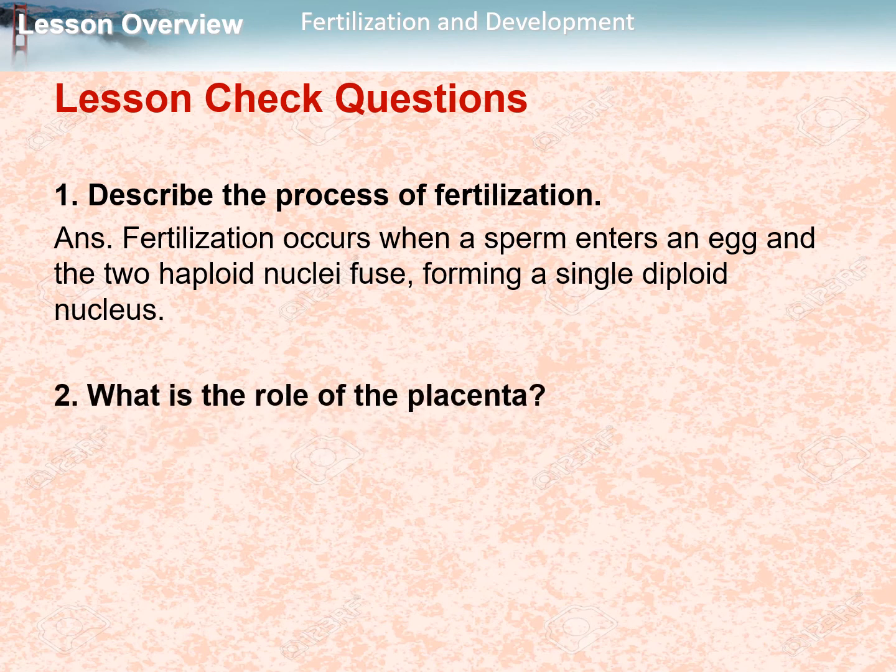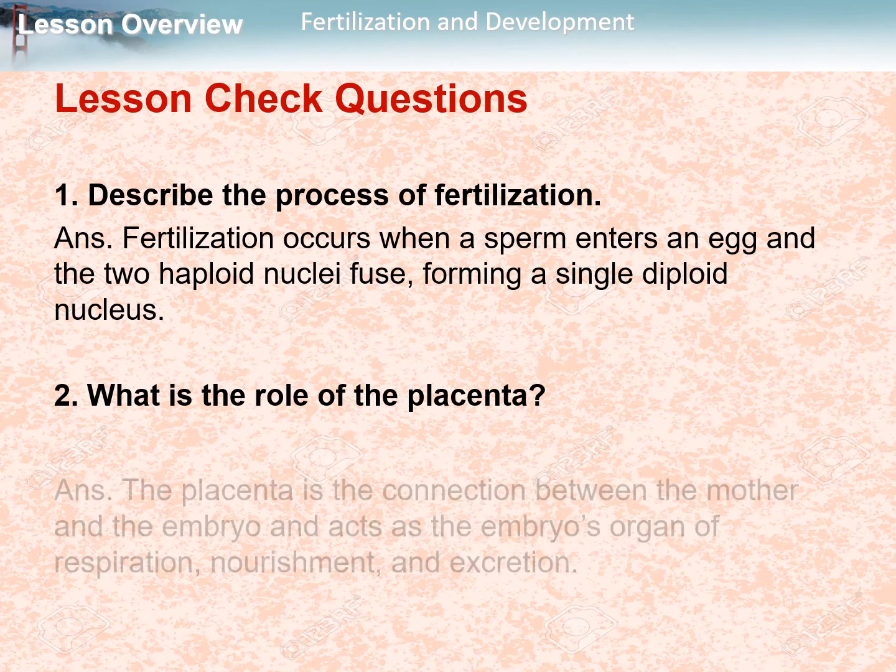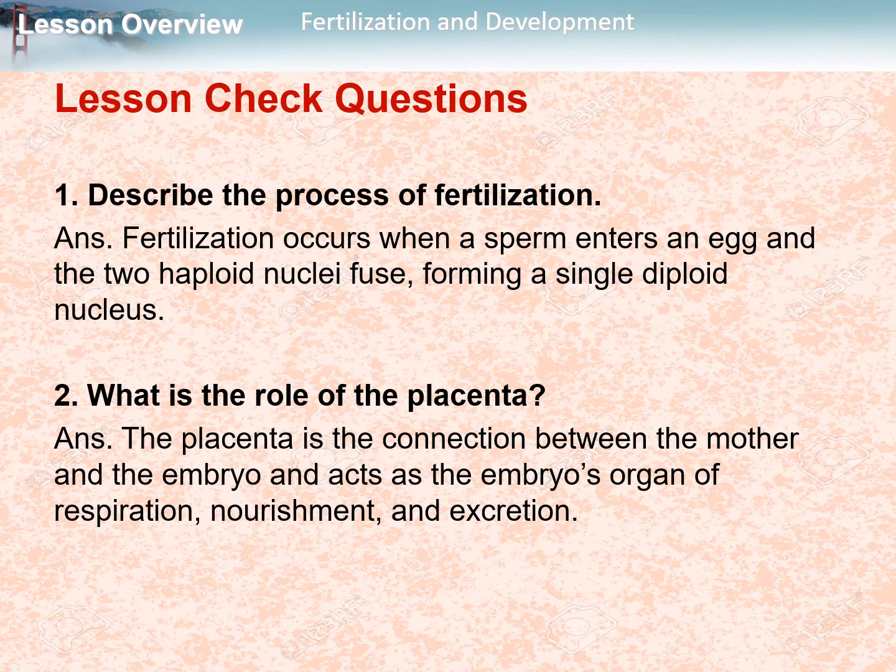Number 2 question. What is the role of the placenta? The placenta is a connection between the mother and the embryo and acts as the embryo's organ of respiration, nourishment, and excretion. So that's it for the lesson in fertilization and development.